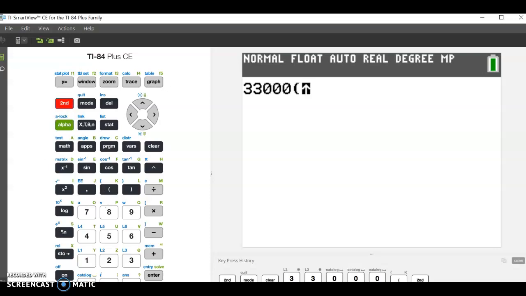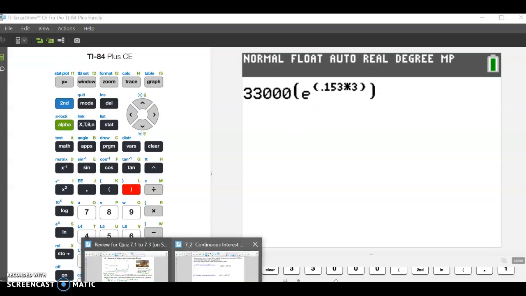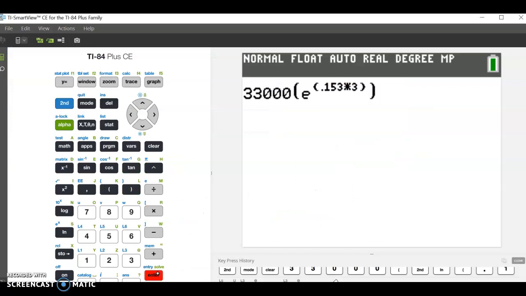So there's an e to the x key right here. And then I might do another parentheses just to be safe, but I'm going to enter my rate as a decimal times the years, which was 3. Close that down, move it over, close it again. I suppose this other parentheses here is a little bit excessive, but I think that's the right setup. I'm gonna check to make sure. Yep, that looks right.